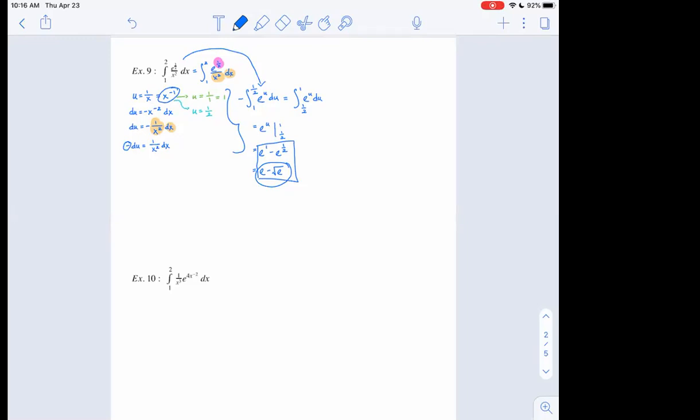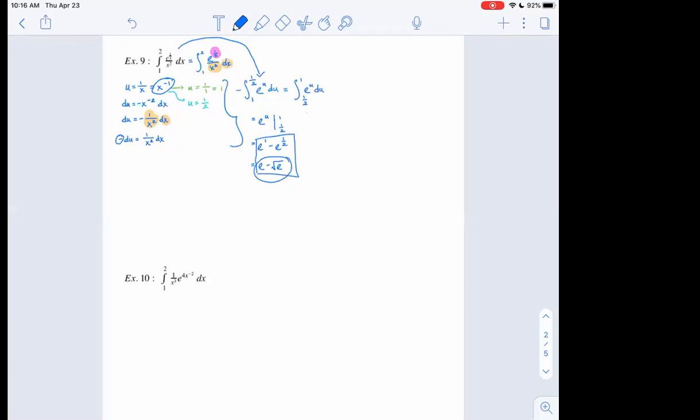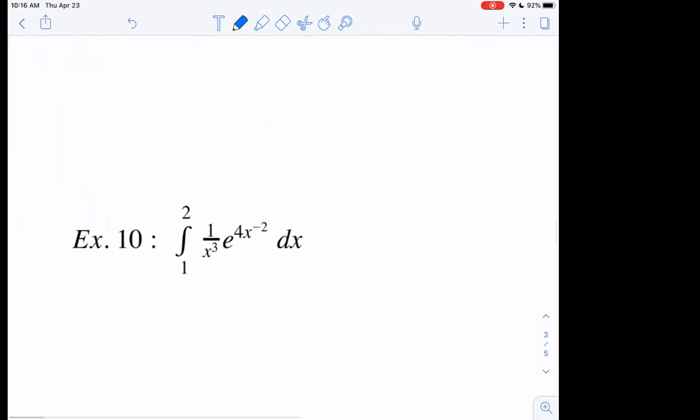Can you zoom in a little bit on that? Oh, yes, of course. Is that better? Yeah. Okay.